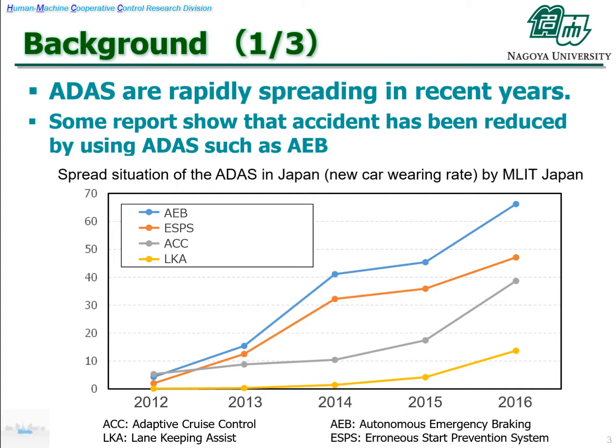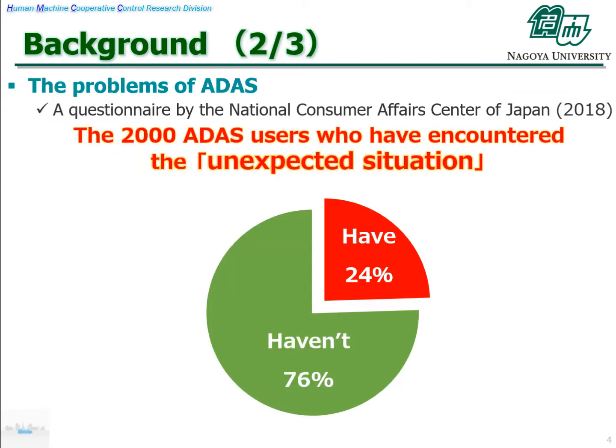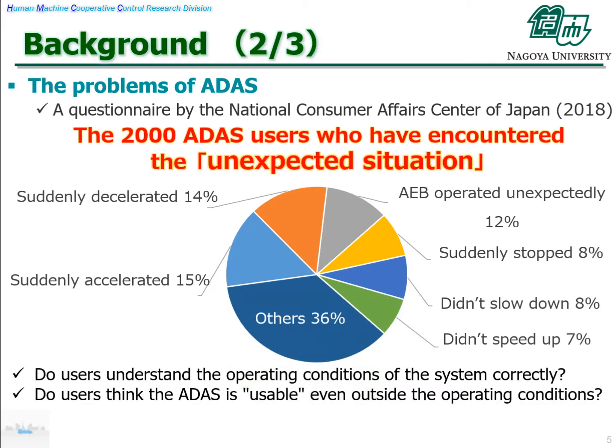In recent years, ADAS and automated driving systems are applied in new cars. For example, in Japan, over 65% of new cars had AEB, and about 40% of new cars had ACC function in 2016. However, the National Consumer Affairs Center of Japan did a questionnaire in the last years. 2,000 ADAS users were asked who has faced an unexpected situation while using the ADAS. In the result, there are 24% users ahead. In the detail of the unexpected situations, almost all of them were about acceleration.